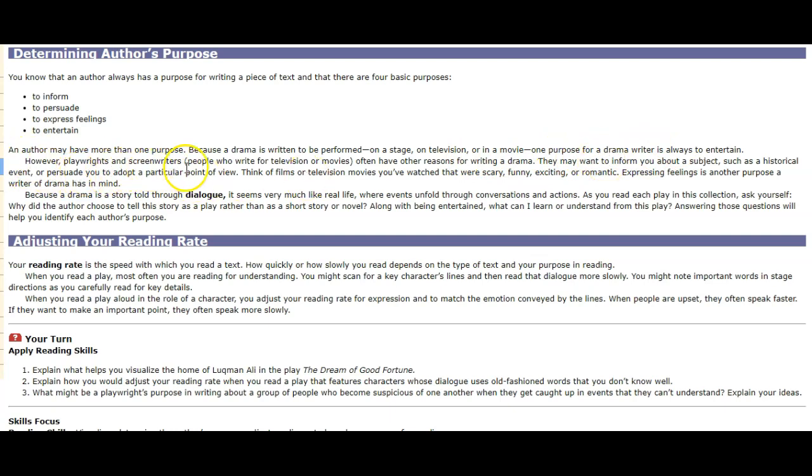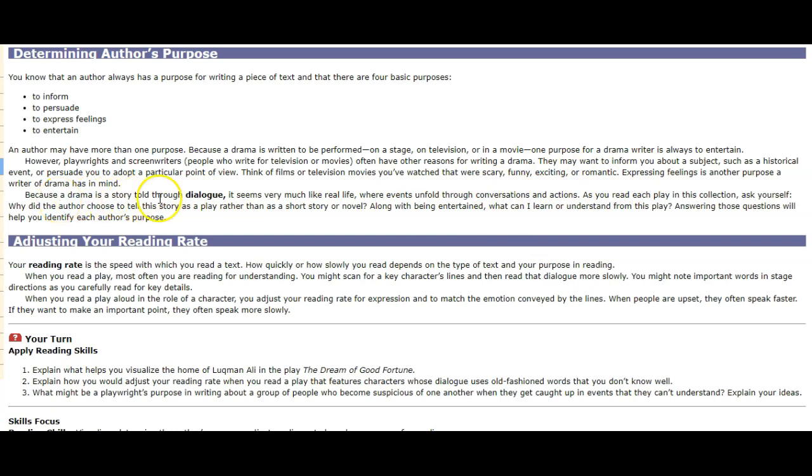However, playwrights and screenwriters, people who write for television or movies, often have other reasons for writing a drama. They may want to inform you about a subject, such as a historical event, or persuade you to adopt a particular point of view. Think of films or television movies you've watched that were scary, funny, exciting, or romantic. Expressing feelings is another purpose a writer of drama has in mind.